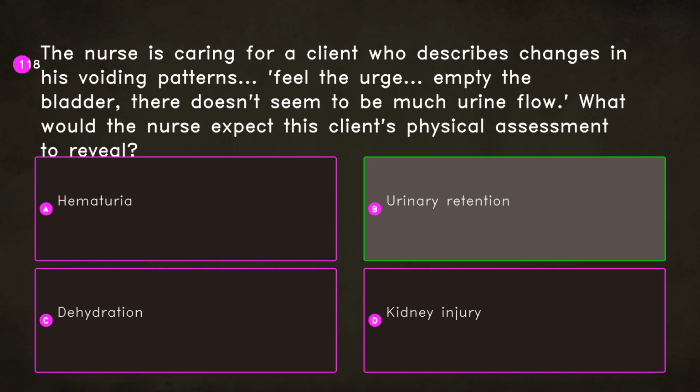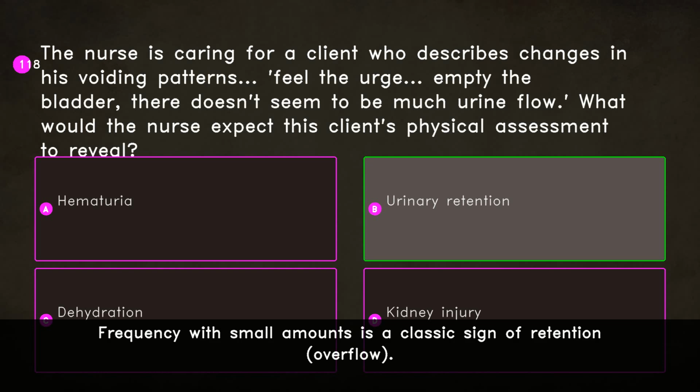The correct answer is urinary retention. Frequency with small amounts is a classic sign of retention with overflow.